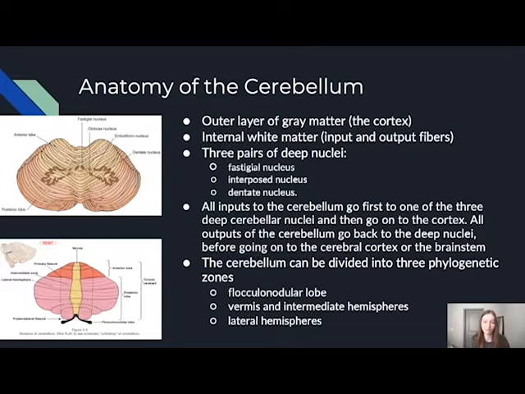The cerebellum can also be divided into 3 phylogenetic zones: the flocculonodular lobe, vermis and intermediate hemispheres, and the lateral hemispheres. So in that bottom picture, you can see those. That black structure at the bottom is the flocculonodular lobe. The yellow, and on the sides of that yellow area, inside of the dotted lines, would be the vermis and intermediate hemispheres, and on the outside are the lateral hemispheres.